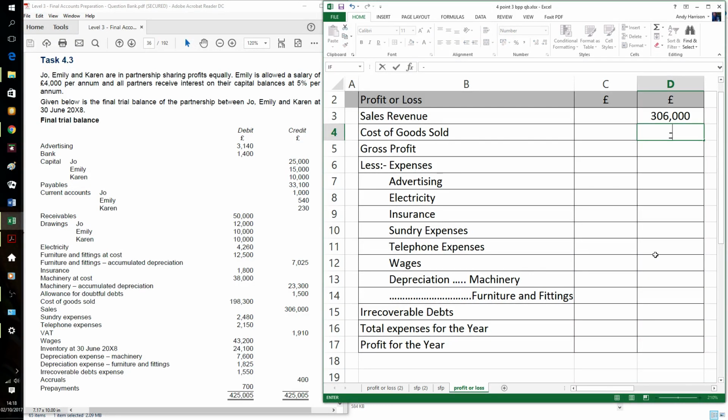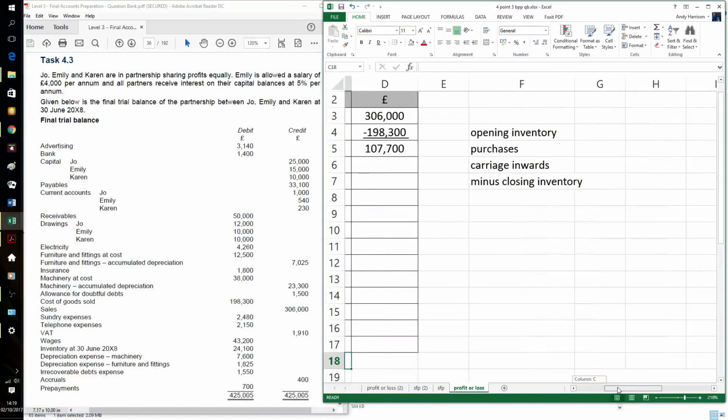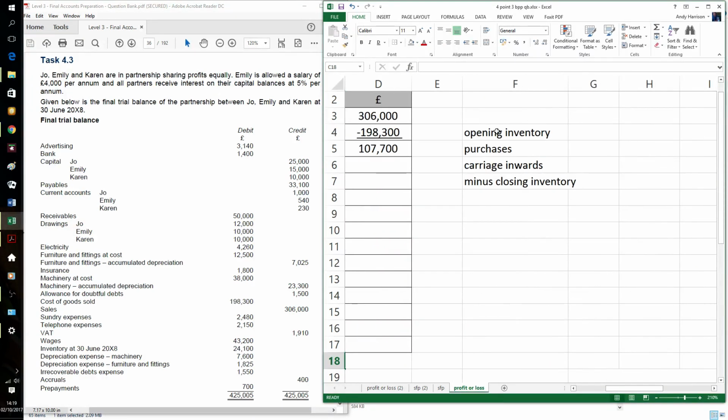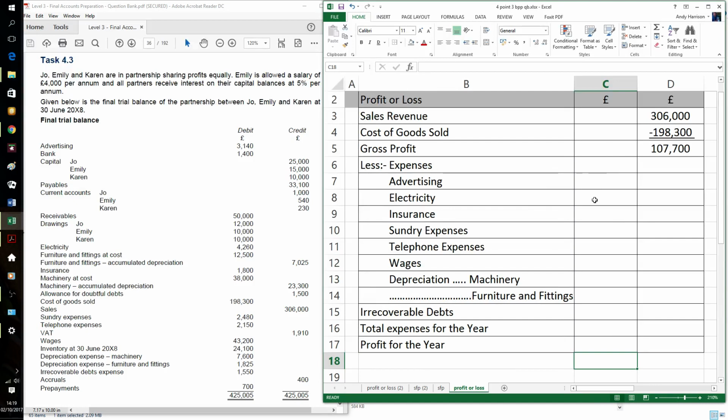Also in, but now as a minus figure because we're taking it off. So sales minus cost of goods sold is our gross profit figure. In this case we've got a single row for cost of goods sold, you see that quite often in limited companies. Opening inventory plus purchases plus carriage inwards minus closing inventory. If you had that as separate figures, the numbers would go in this column and just the total across here.